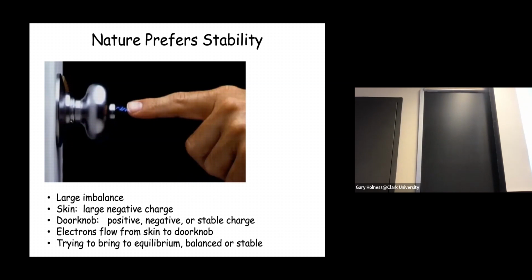Okay. And so the doorknob in this case, it could have a positive charge, it could have a negative charge, or it could have a net zero charge, but you have more charge accumulated on your body with no place to go. Once you get close enough, boom, there's your static discharge.